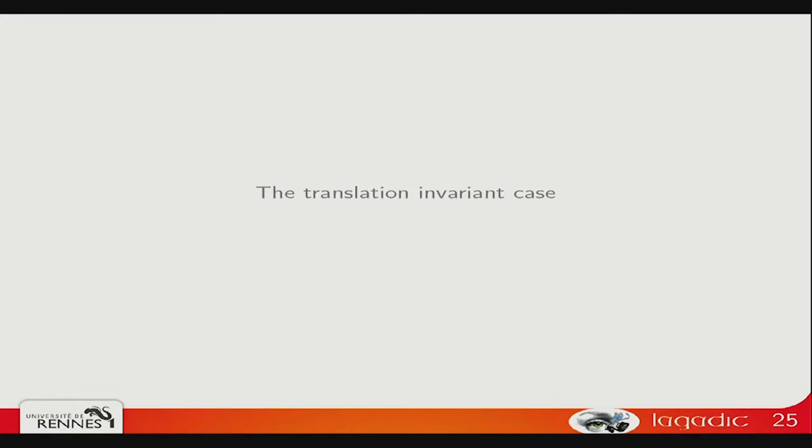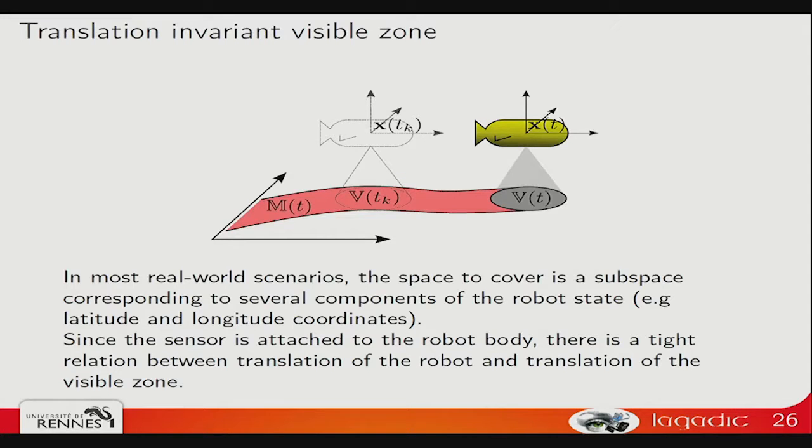So in practice, in robotics, in most real case scenarios, the space we want to cover corresponds to a subspace of several components of the robot. Basically, we want to map something by latitude and longitude, and in the robot state, we will have this corresponding latitude and longitude. So the robot sees the same latitude and longitude. So we have this correspondence. And since the sensor is attached to the robot, both move the same.